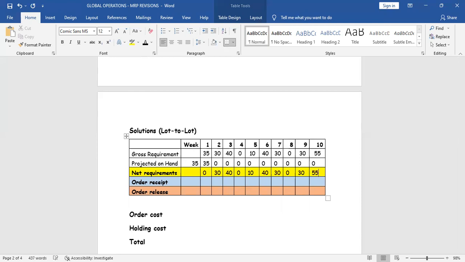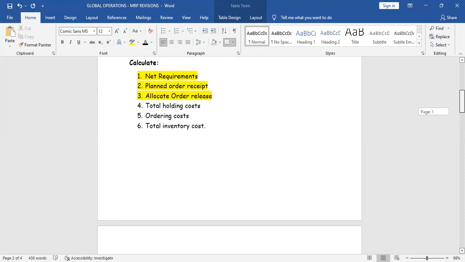Week 10, they require 55, but we've got nothing on hand. Therefore, we require 55. So as simple as all that, you will have responded to the first part of the question where the examiner says net requirement.